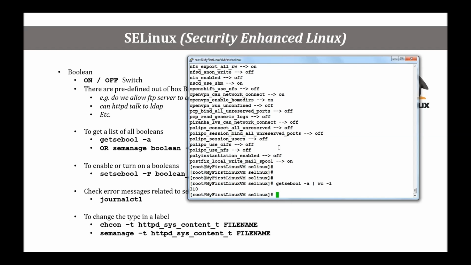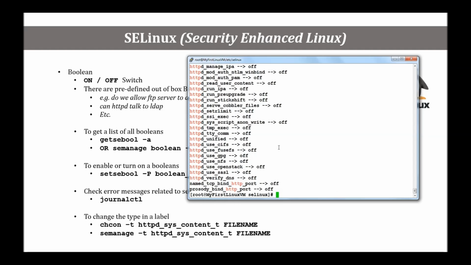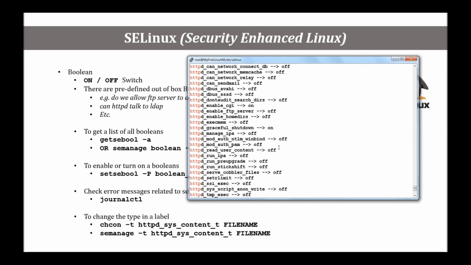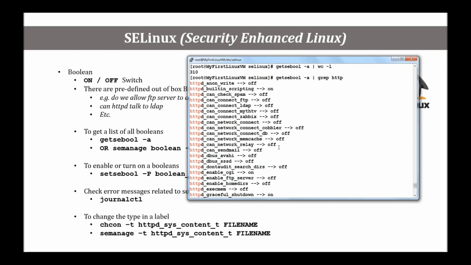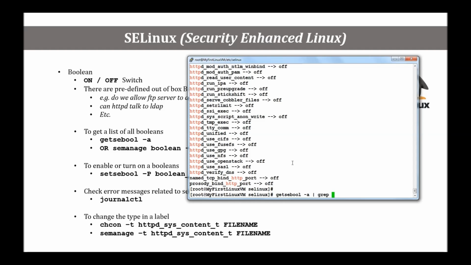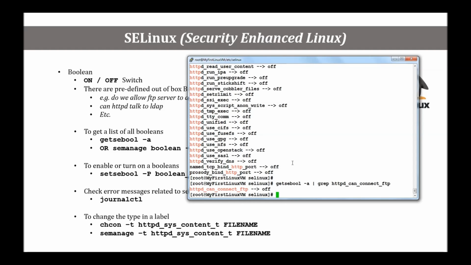So if you want to set a boolean, let's say I wanted to do something with HTTP, so let me do grep HTTP. This is all with HTTP, what HTTP can do and what HTTP cannot. So let's say I want HTTP to connect to FTP as well. So first copy this, and right now as you see it's off. So I'll just grep on that specific one and it says it's off, right?